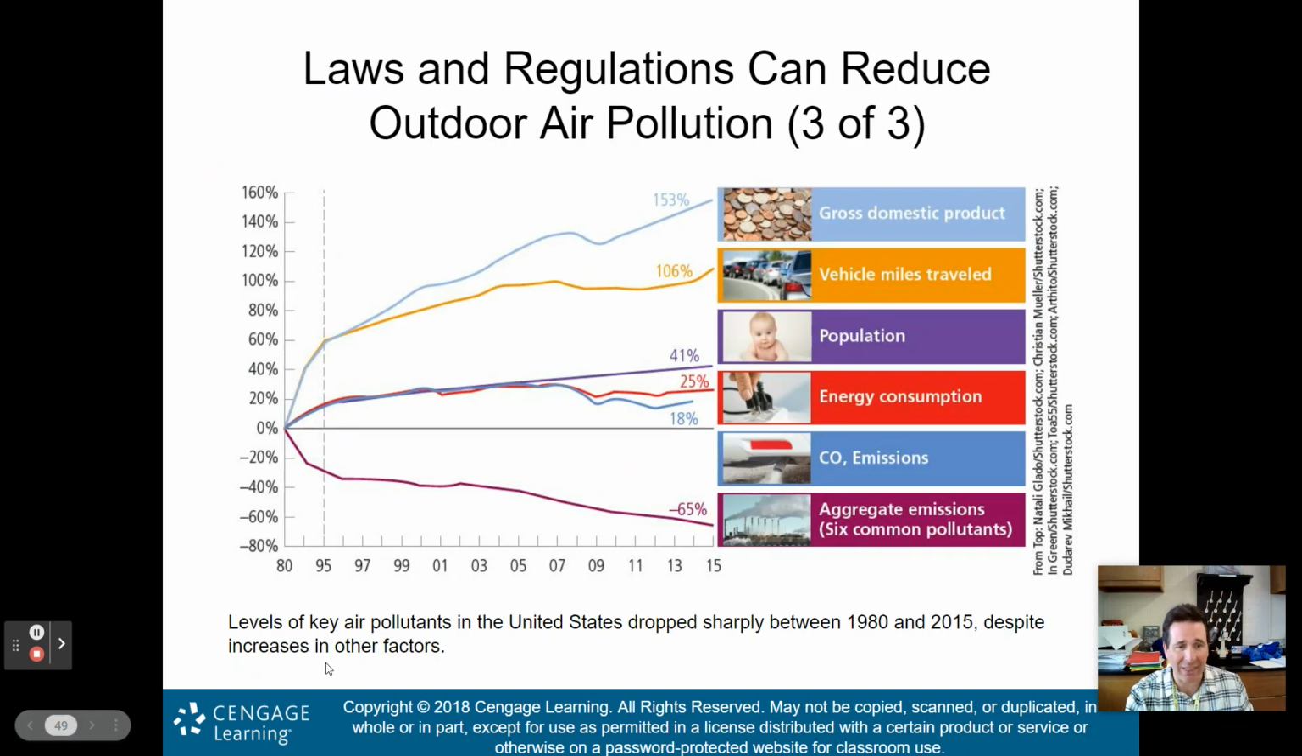Again, prevention is much cheaper and much easier than cleanup is going to be. And I'll tell you what, levels of key air pollutants in the United States did drop sharply between 1980 and 2015. You'll notice, for instance, the 6 common pollutants together actually dropped 65%, right? Even as our CO2 emissions, energy consumption, and population continue to increase, we're actually seeing less air pollutants, and that's a direct result of those laws that were enacted in the past. So again, bravo, we saw a problem. We're trying to alleviate it here in the United States.